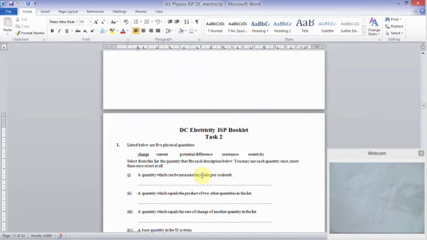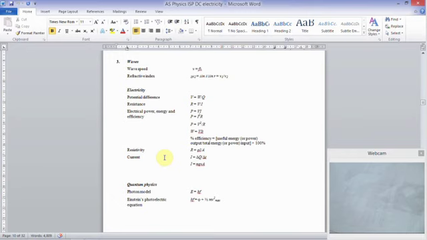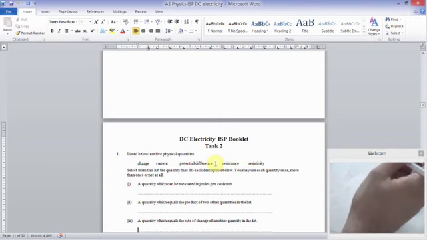First one's potential difference. A quantity that equals the product of two other quantities in the list. A product means multiplication, so I multiply two things on there, and it gives you something else. If we're looking at current, you know that charge is equal to current times time. Time's not on that list, so that's not usable. That's just a rearrangement of that equation. If we look at the other equations, we've got R equals V over I, so resistance, potential difference and current are all on here. Current times resistance equals potential difference, so that one's also PD.